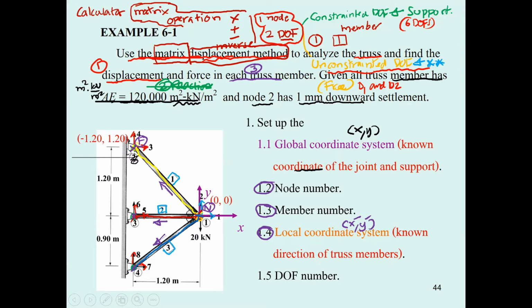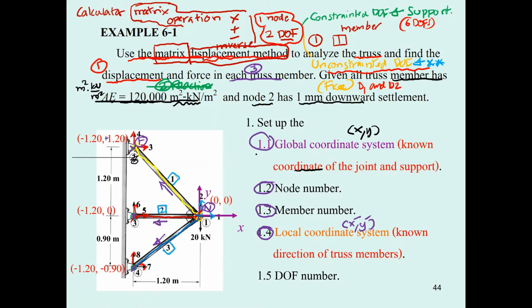And then it's going to be what? For node number 3, you go in this direction, it's going to be minus 1.2. And then you go up, it's going to be plus 1.2 also. For node number 3, it's going to be only 1.20. Okay, and the last one is going to be minus 1.2, and you go downward for 0.9. It's going to be minus 0.9.